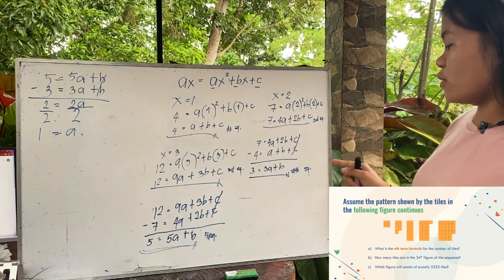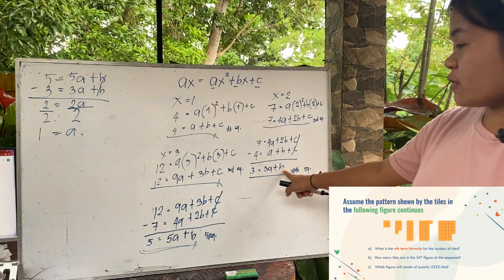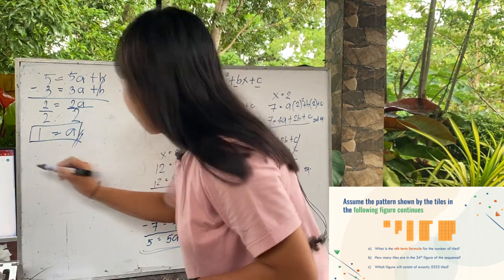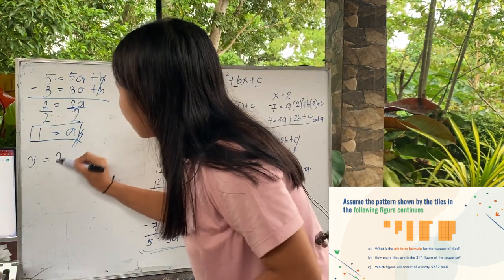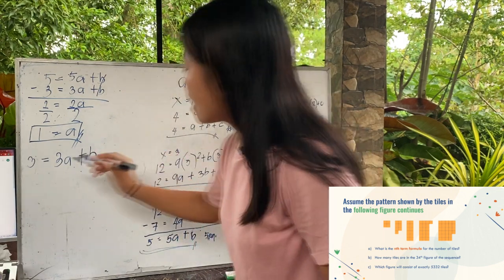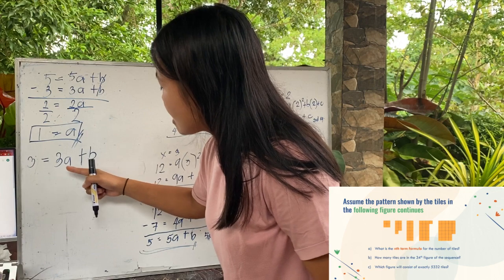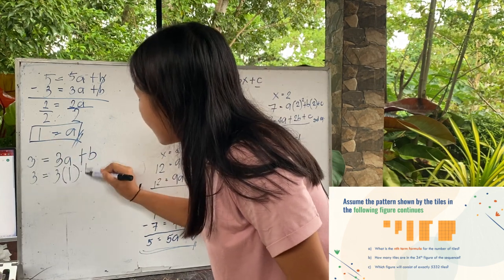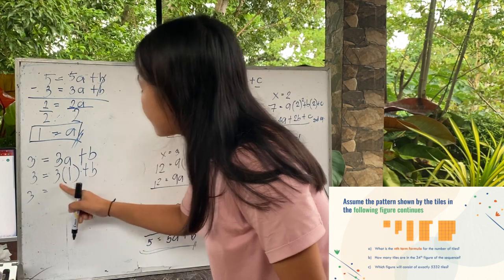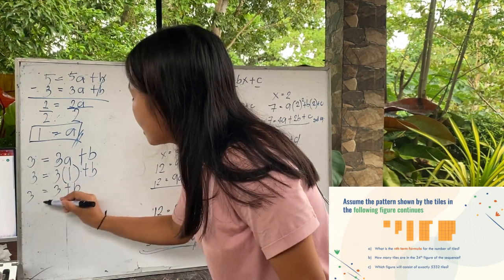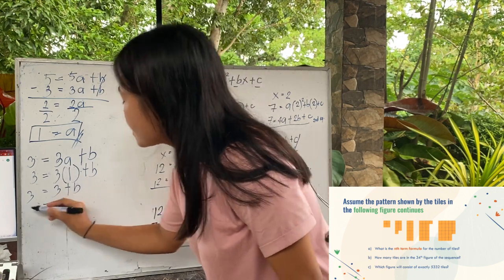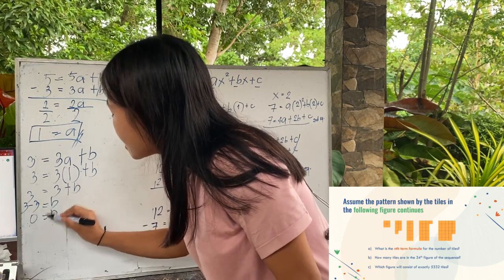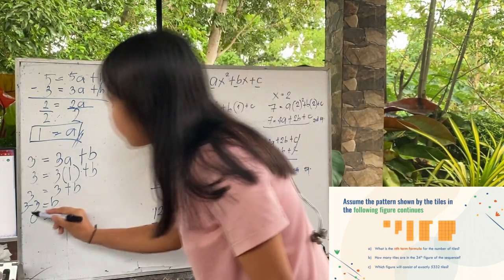So now let's find the value of b. So we will use the fourth equation in order to find the value of b. So our fourth equation is 3 equals 3a plus b. By using our value of a, we will substitute this. So this is 3 equals 3 times 1 plus b. So 3 times 1 is 3 plus b. And then combine like terms. So 3 minus 3 is 0 equals b. So we now have our value of b.